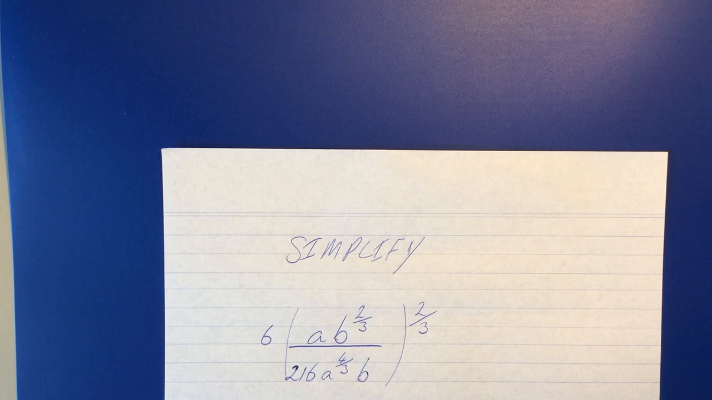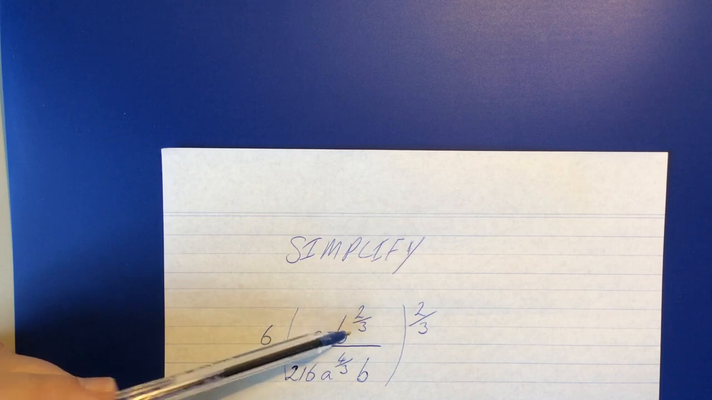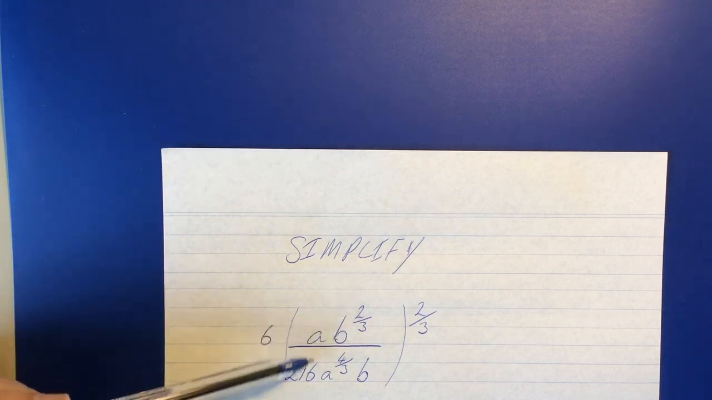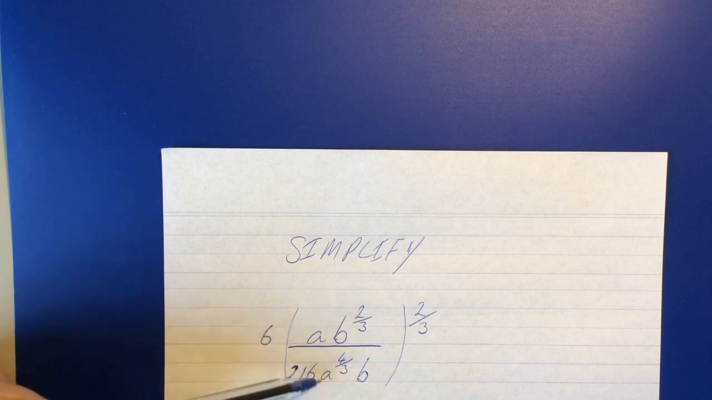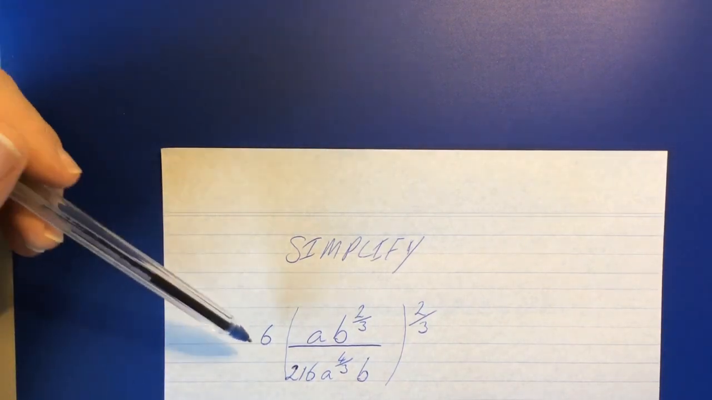The job ahead of us today is to simplify this expression, and the techniques we're going to use obviously involve the use of fractional indices, the use of subtraction of indices where we've got a division, and the multiplication of indices where we have an index outside a bracket like this. Okay, so let's have a look at this.